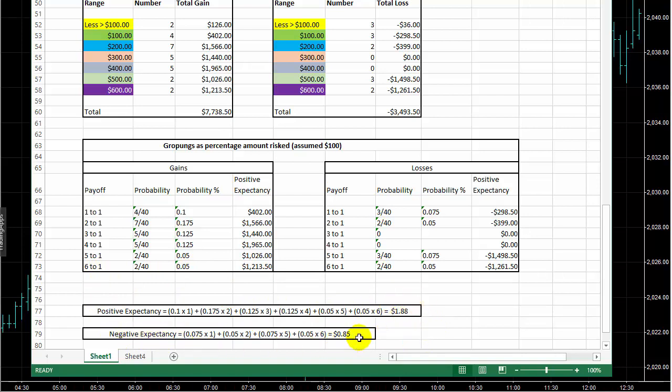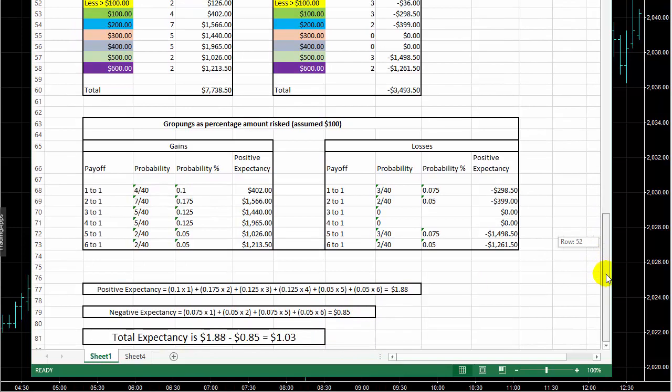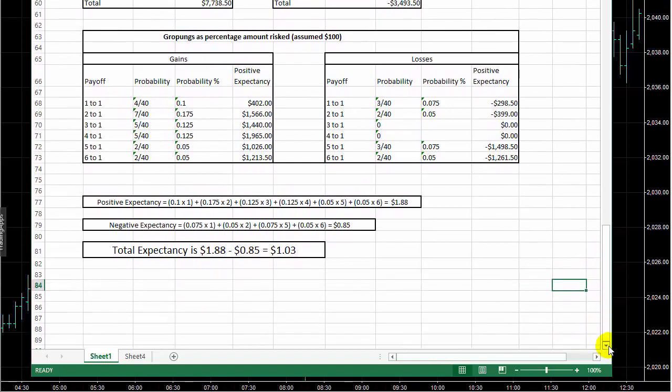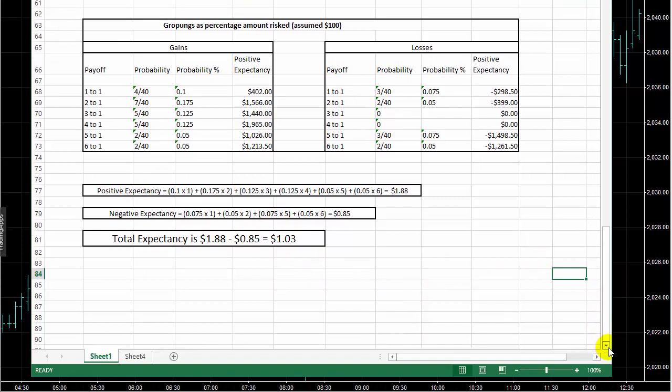I do the same thing for the negative expectancy, right? We have 7.5% with a loss of 1, plus 5% of a loss of 2, plus 7.5% losing 5, plus 5% losing 6. Add them all together, you have 0.85. So my total expectancy for this strategy this month, again, one month is not enough, of course, but I'm just not giving you a lot of numbers, is $1.88 minus 85 cents. That gives me $1.03. This tells me that this strategy for this month was incredible.